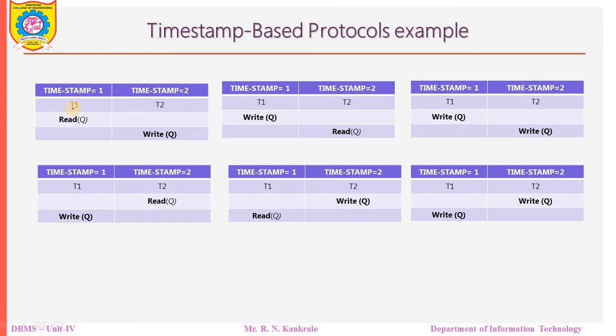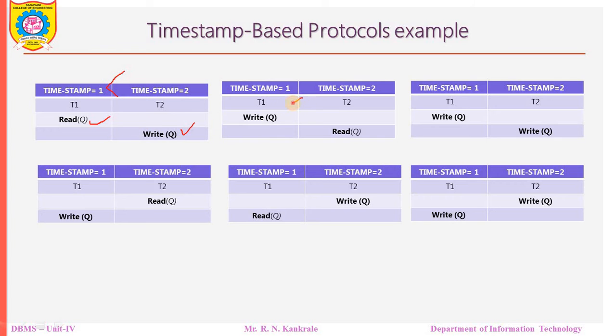So here we have transaction T1 and transaction T2; the timestamp of T1 is 1, the timestamp of T2 is 2. In this case, T1 arrived in the system before T2, and T1 has read the value of Q. Then it is okay for T2 to update the value of Q. It is allowed because T1 will commit first, so there will be no trouble for T2. There is no chance of failure.